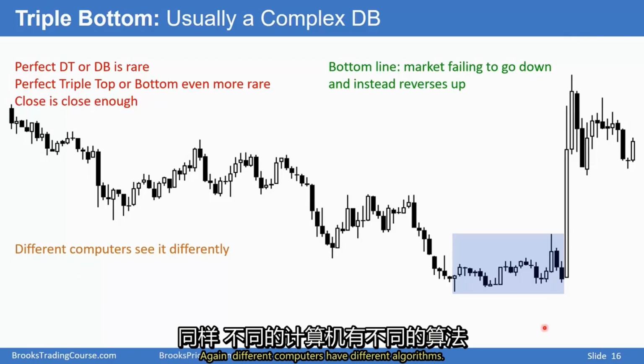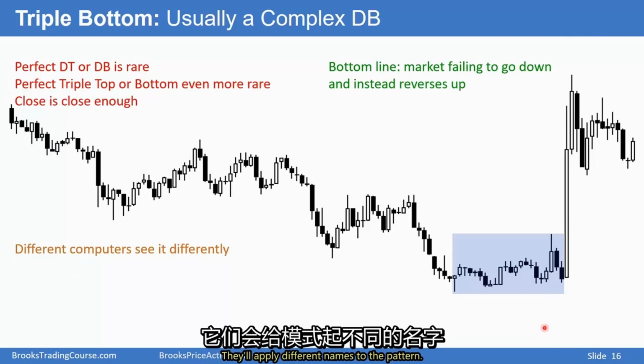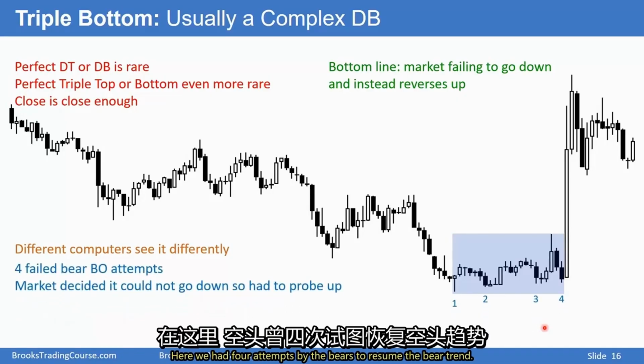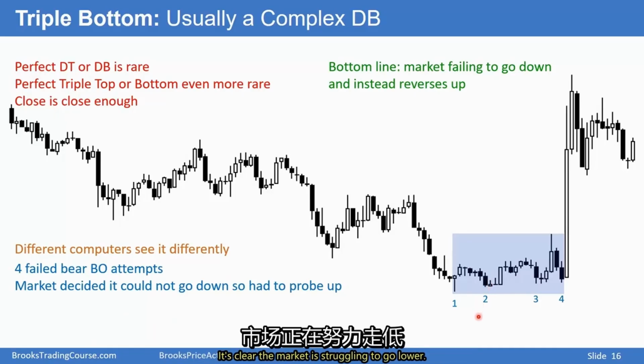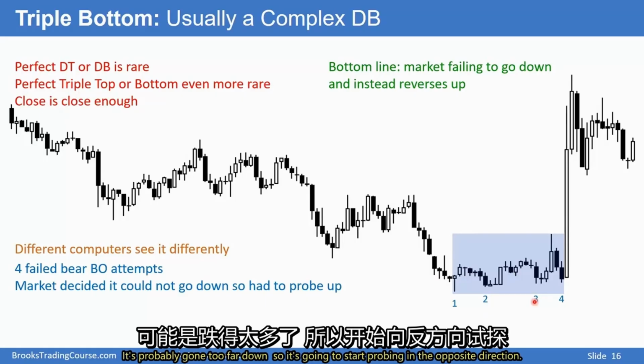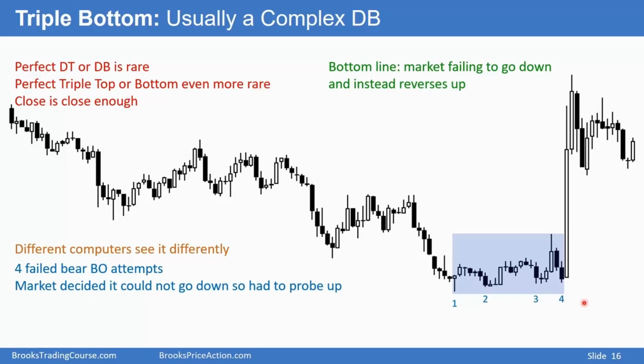Again, different computers have different algorithms. They'll apply different names to the pattern. Here we had four attempts by the bears to resume the bear trend. It's clear the market is struggling to go lower. It's probably gone too far down, so it's going to start probing in the opposite direction.